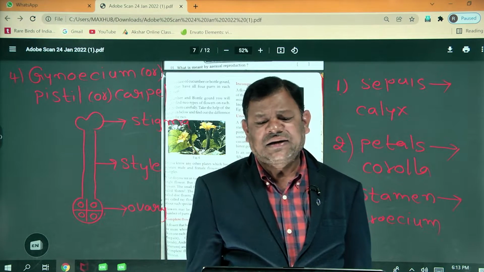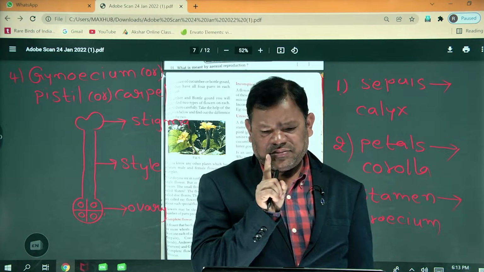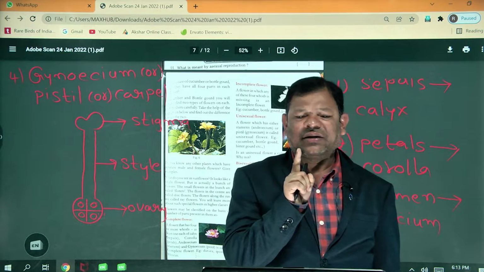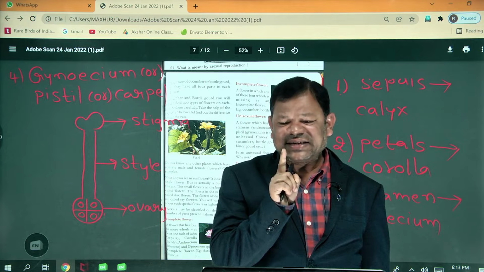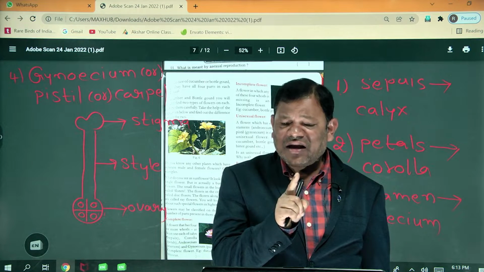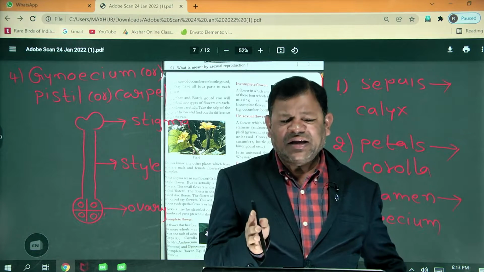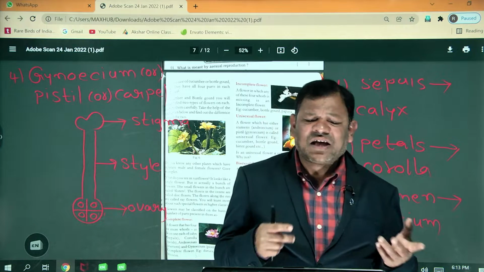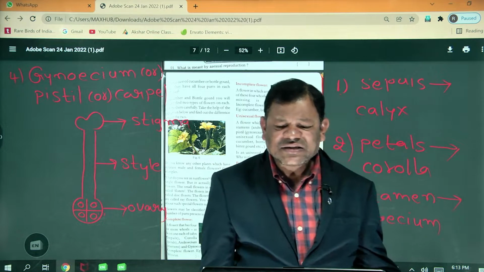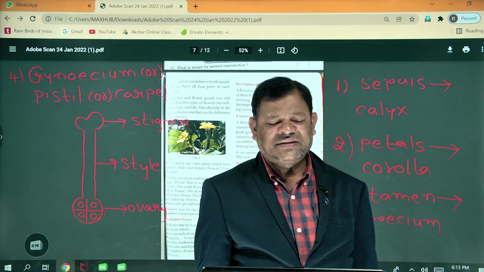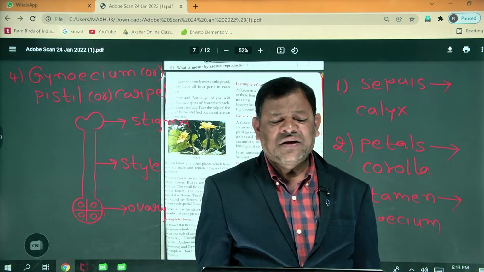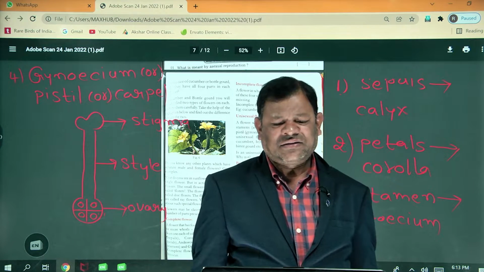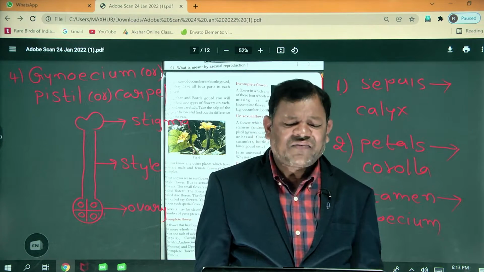Next, third point: unisexual flower. Uni means what? One sex. Either male or female. For example, are we unisexual or bisexual? We are unisexual animals. We have only one of the sexes, either male or female.